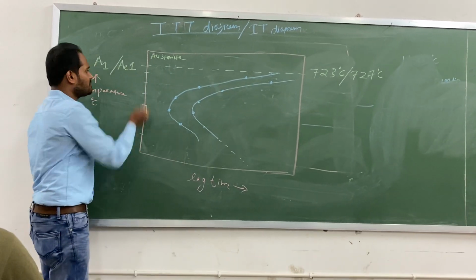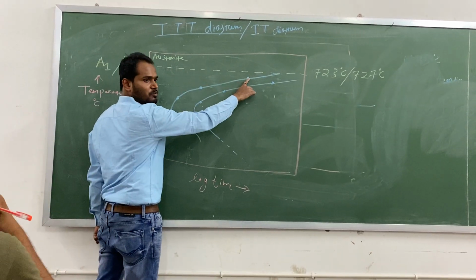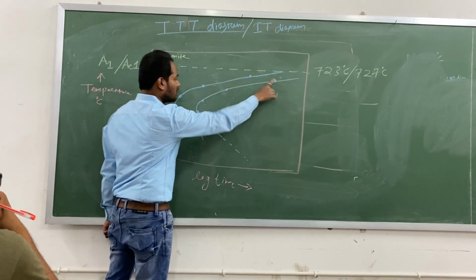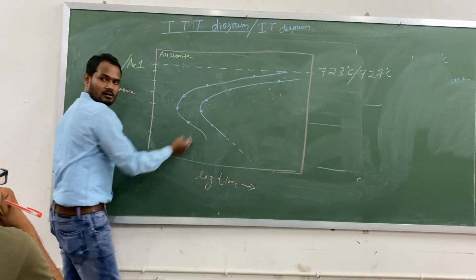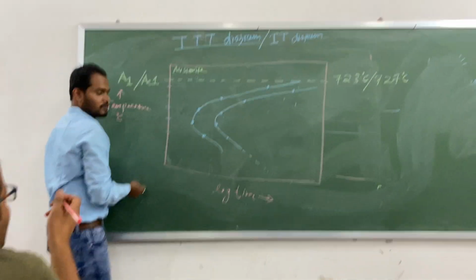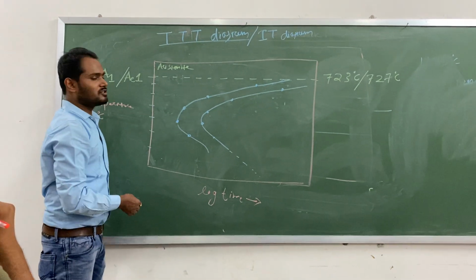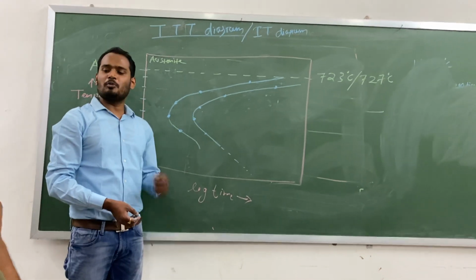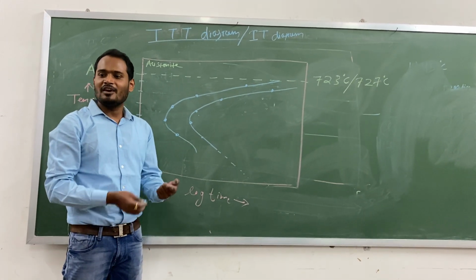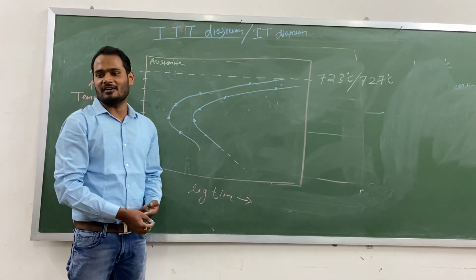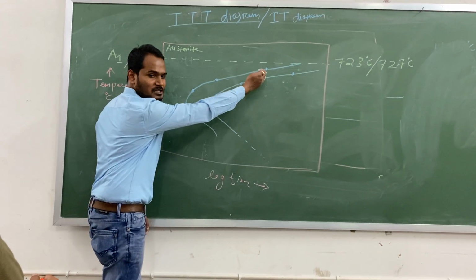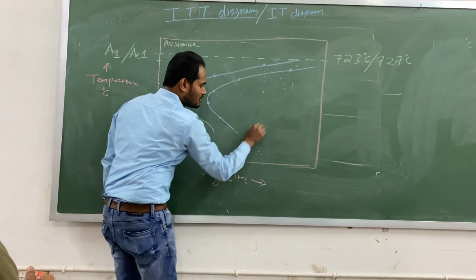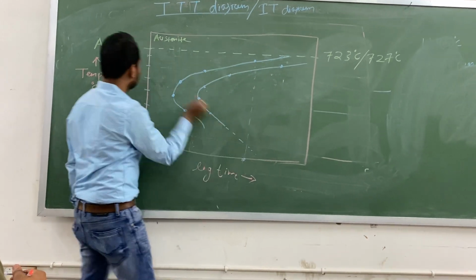That means at this temperature, transformation starts at this point and finishes at this point. At this temperature, transformation starts at this point and finishes at this point. Right? You understand my point? How to take the point? Actually, this is an experiment. You have to perform an experiment and see at what time the transformation starts. This is the time axis. This point shows that at this time transformation will start for this temperature.